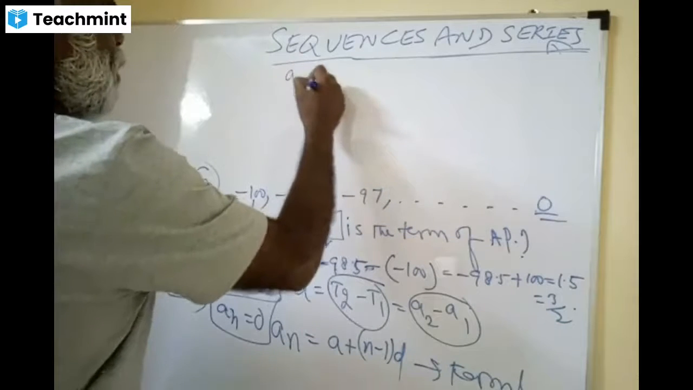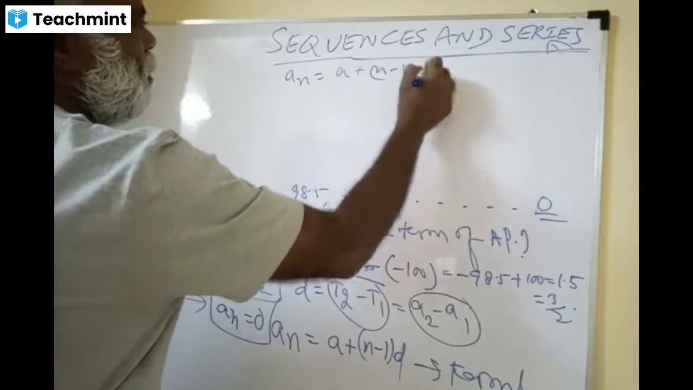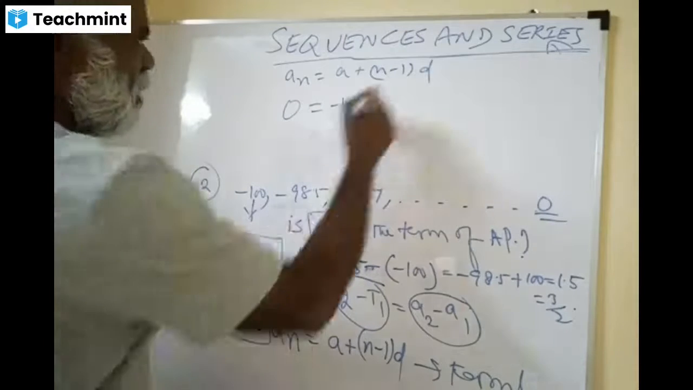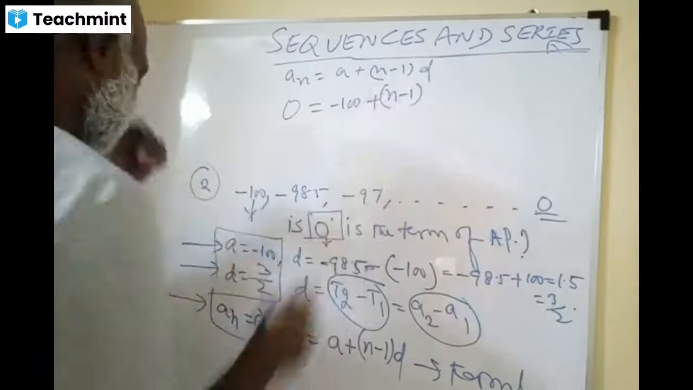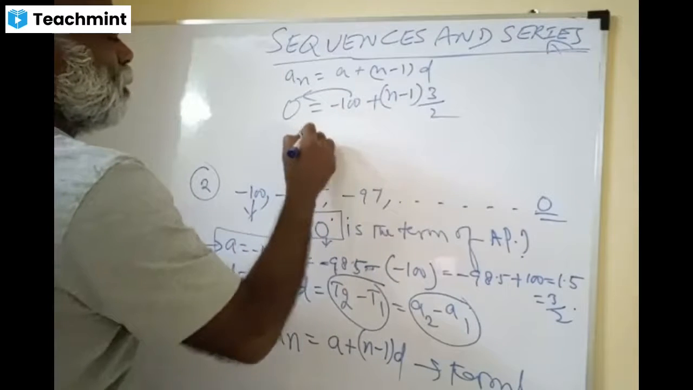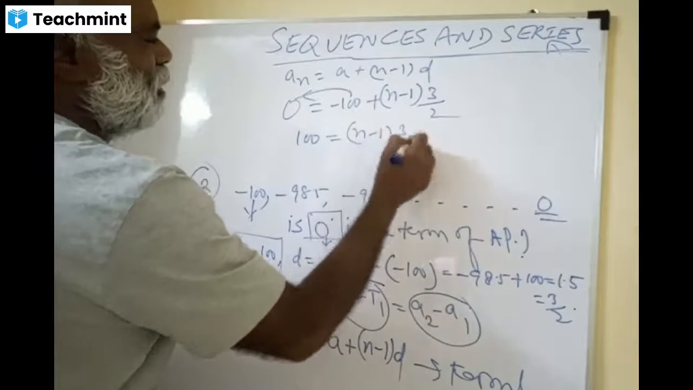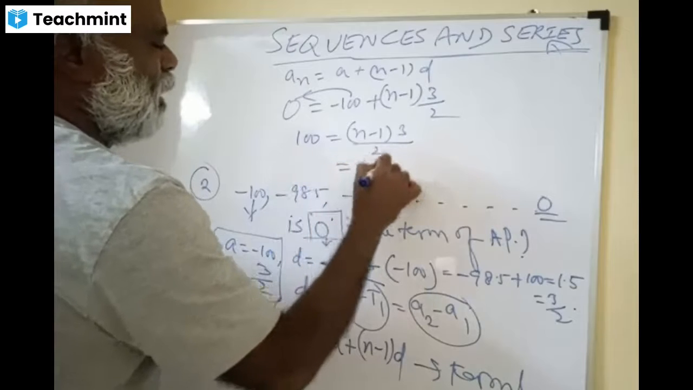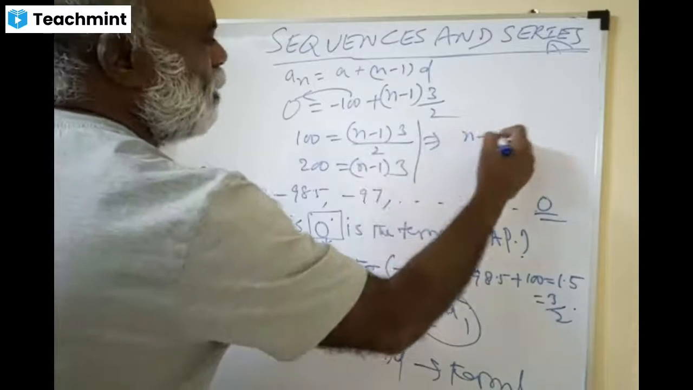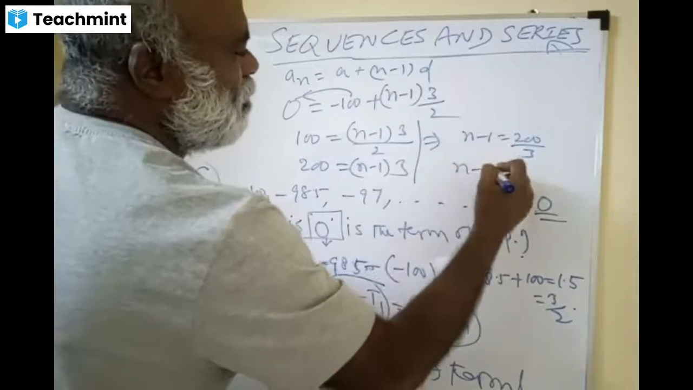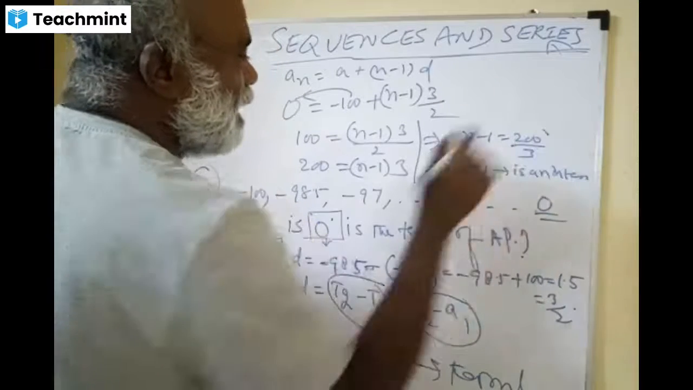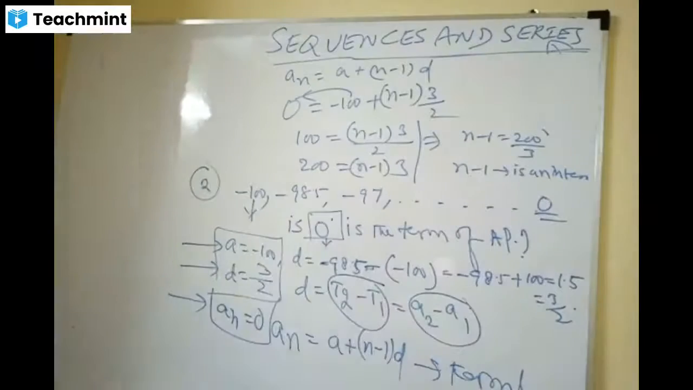Here AN equals A plus N minus 1 into D. AN is 0, A is minus 100, plus N minus 1, D is 3 by 2. Transpose the minus 100, you get 100. N minus 1 into 3 by 2 equals 100, which becomes N minus 1 into 3 is nothing but 200, which further implies N minus 1 equals 200 by 3. N minus 1 is an integer. N is a natural number.